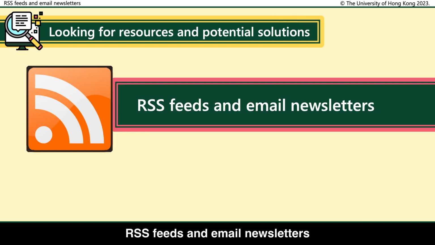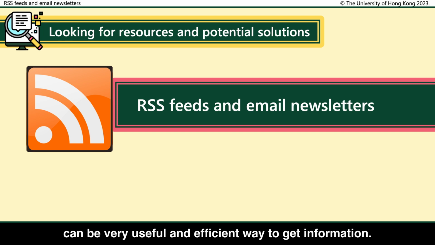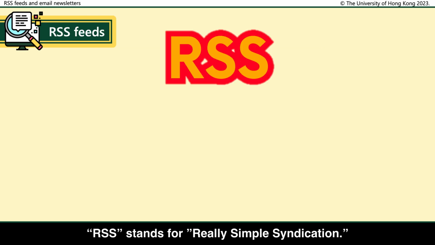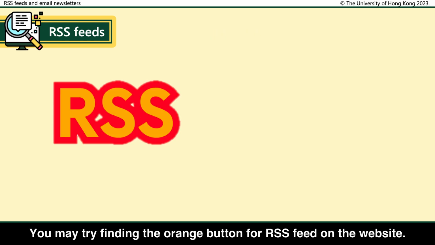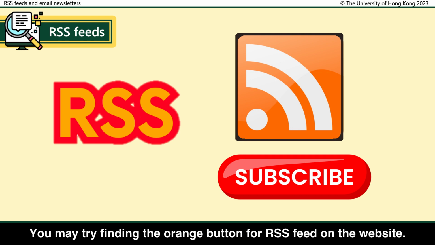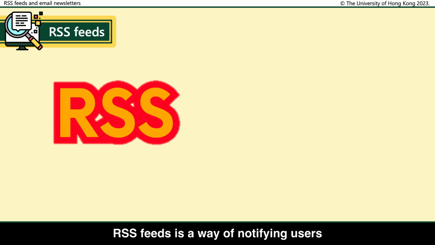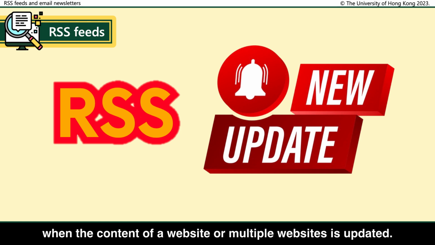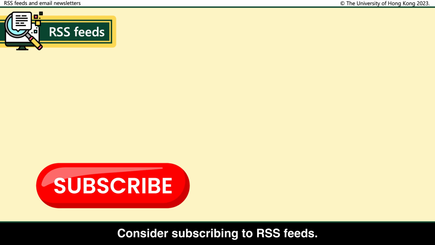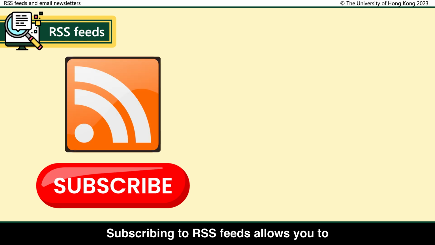RSS feeds and email newsletters can be very useful and efficient ways to get information. RSS stands for Really Simple Syndication. You may try finding the orange button for RSS feed on the website. RSS feeds are a way of notifying users when the content of a website or multiple websites is updated. Consider subscribing to RSS feeds.